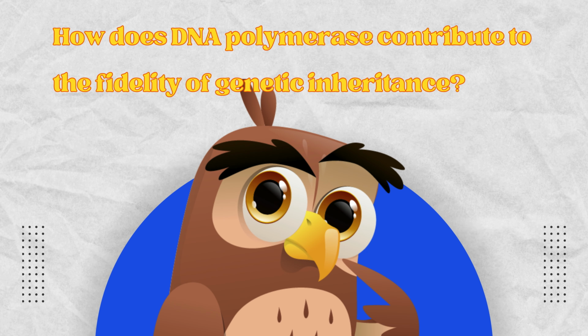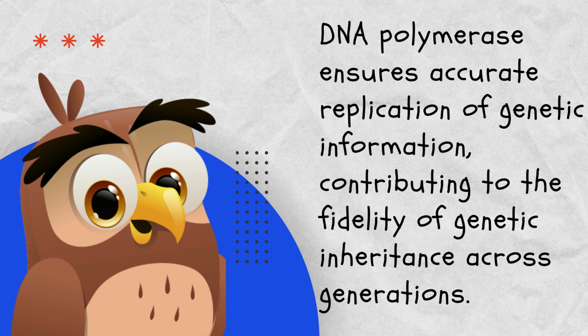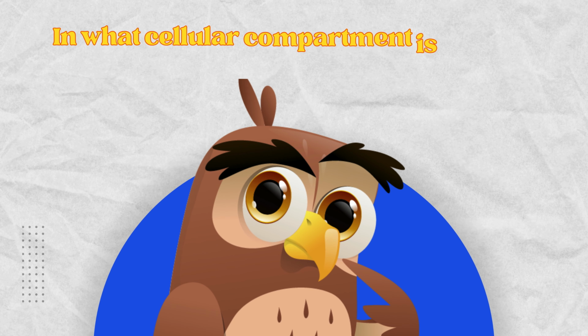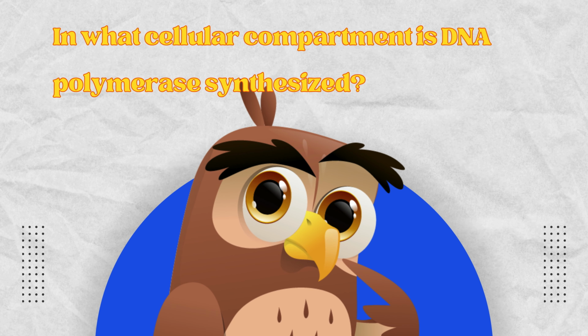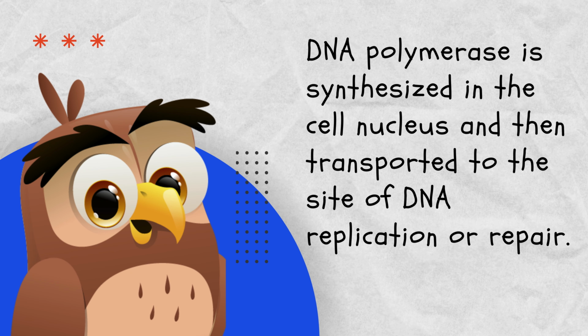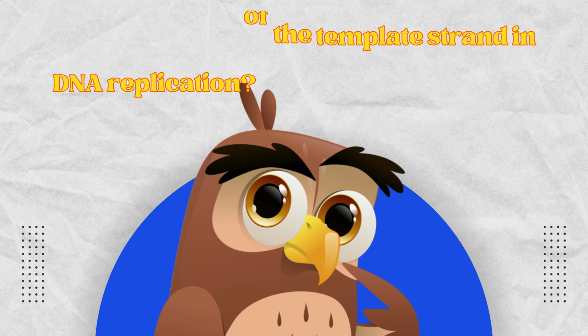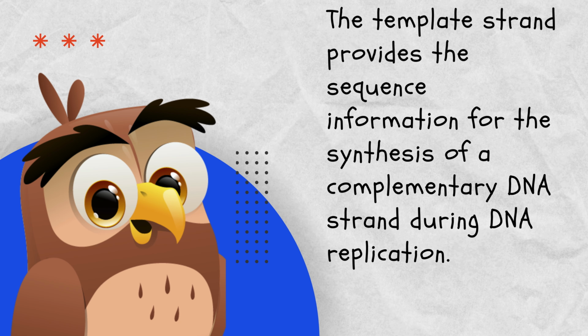How does DNA polymerase contribute to the fidelity of genetic inheritance? DNA polymerase ensures accurate replication of genetic information, contributing to the fidelity of genetic inheritance across generations. In what cellular compartment is DNA polymerase synthesized? DNA polymerase is synthesized in the cell nucleus and then transported to the site of DNA replication or repair. What is the role of the template strand in DNA replication? The template strand provides the sequence information for the synthesis of a complementary DNA strand during DNA replication.